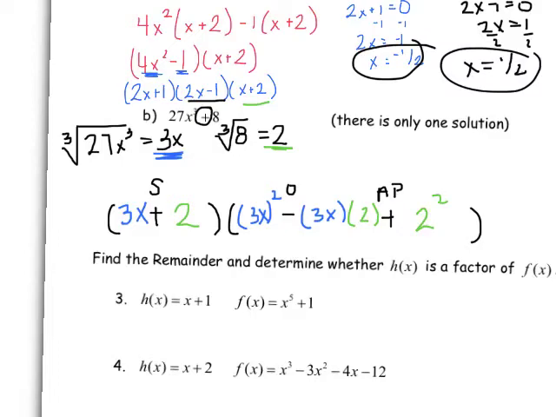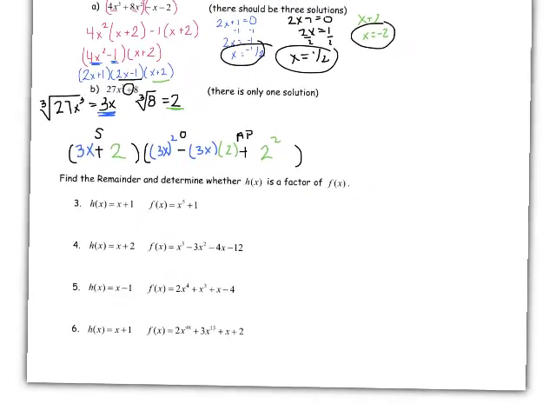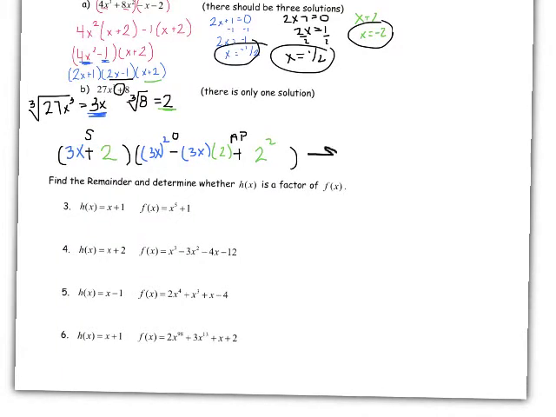All right. Now, let's simplify this. So 3x plus 2, this does not simplify, so I'm just going to write 3x plus 2 again. But here, I will simplify this. This makes 9x squared, this makes 6x, so minus 6x, and this makes 4, plus 4.